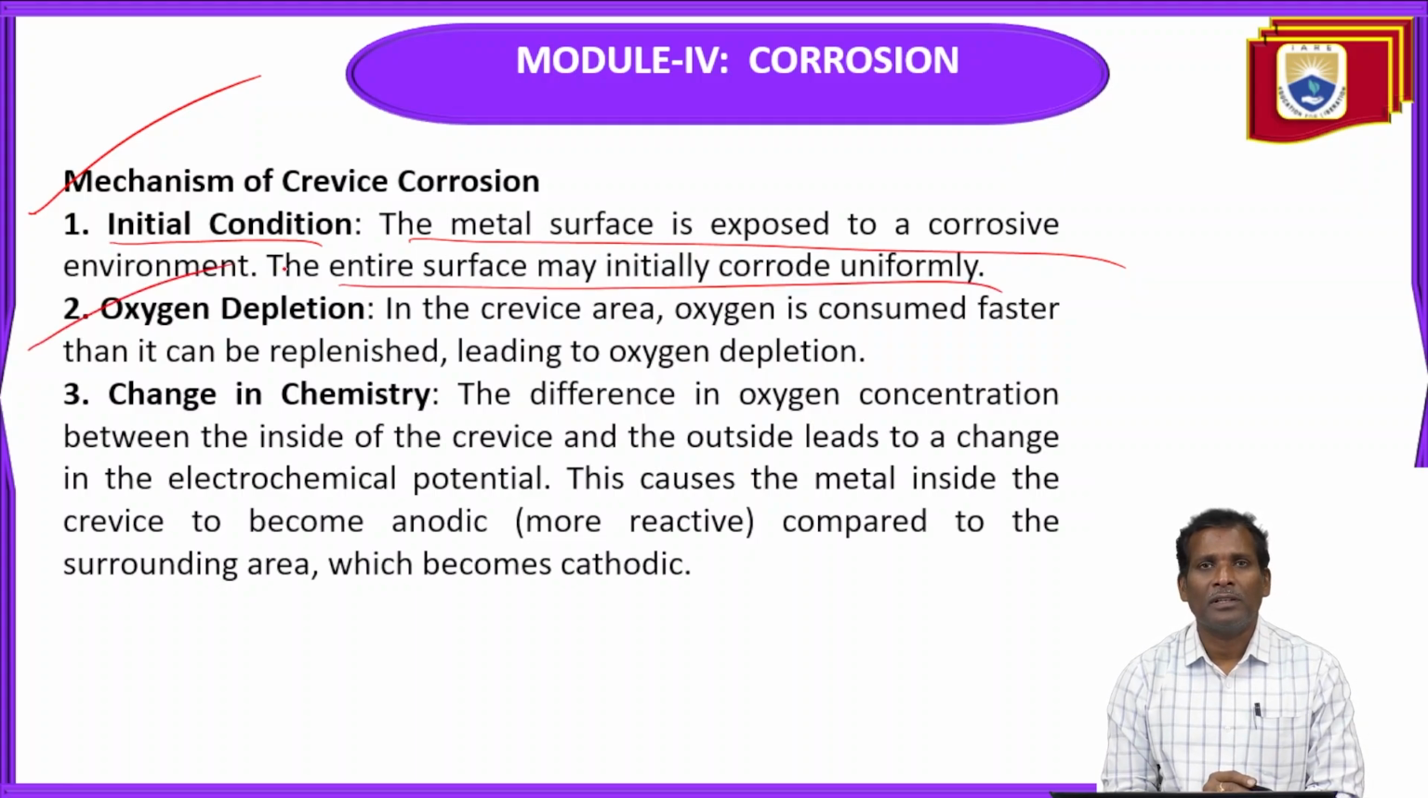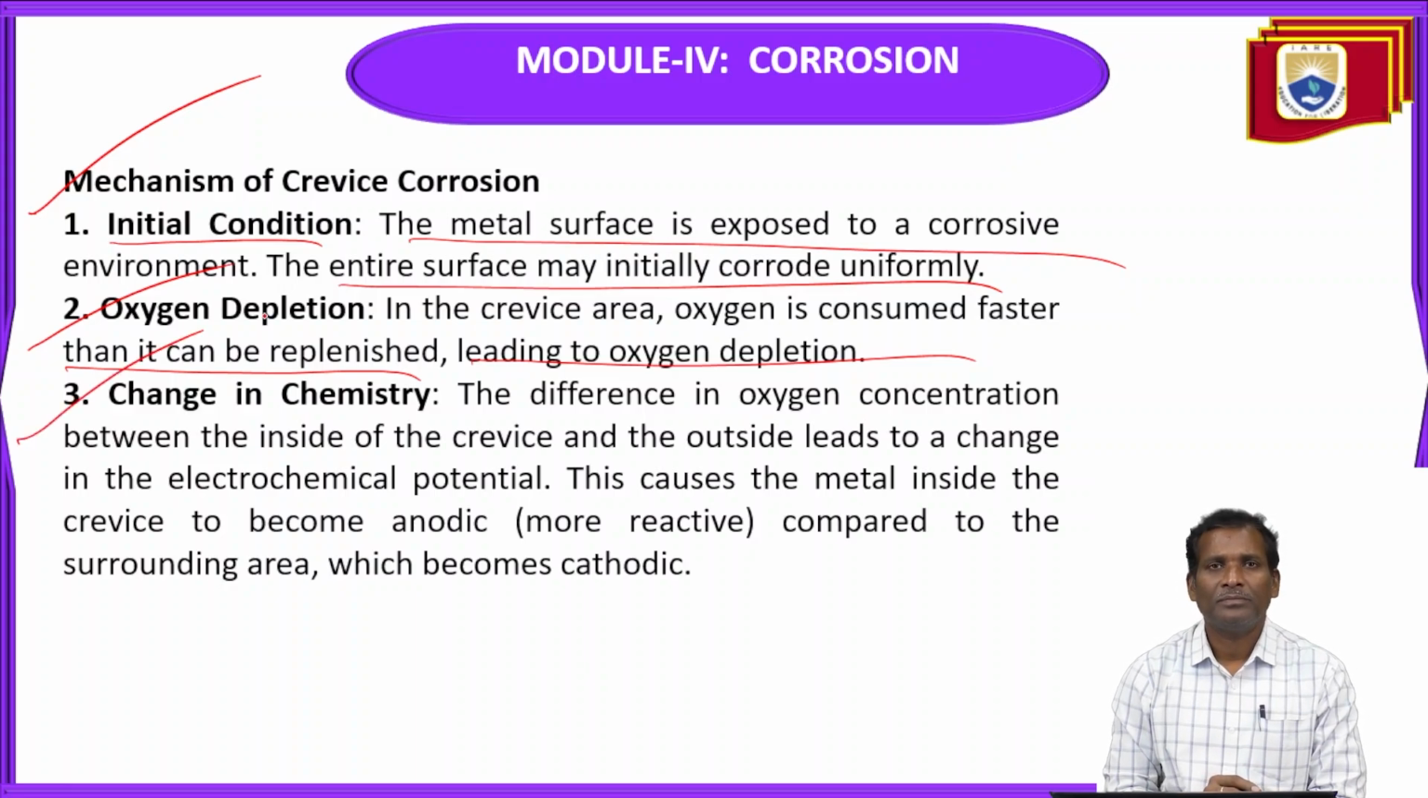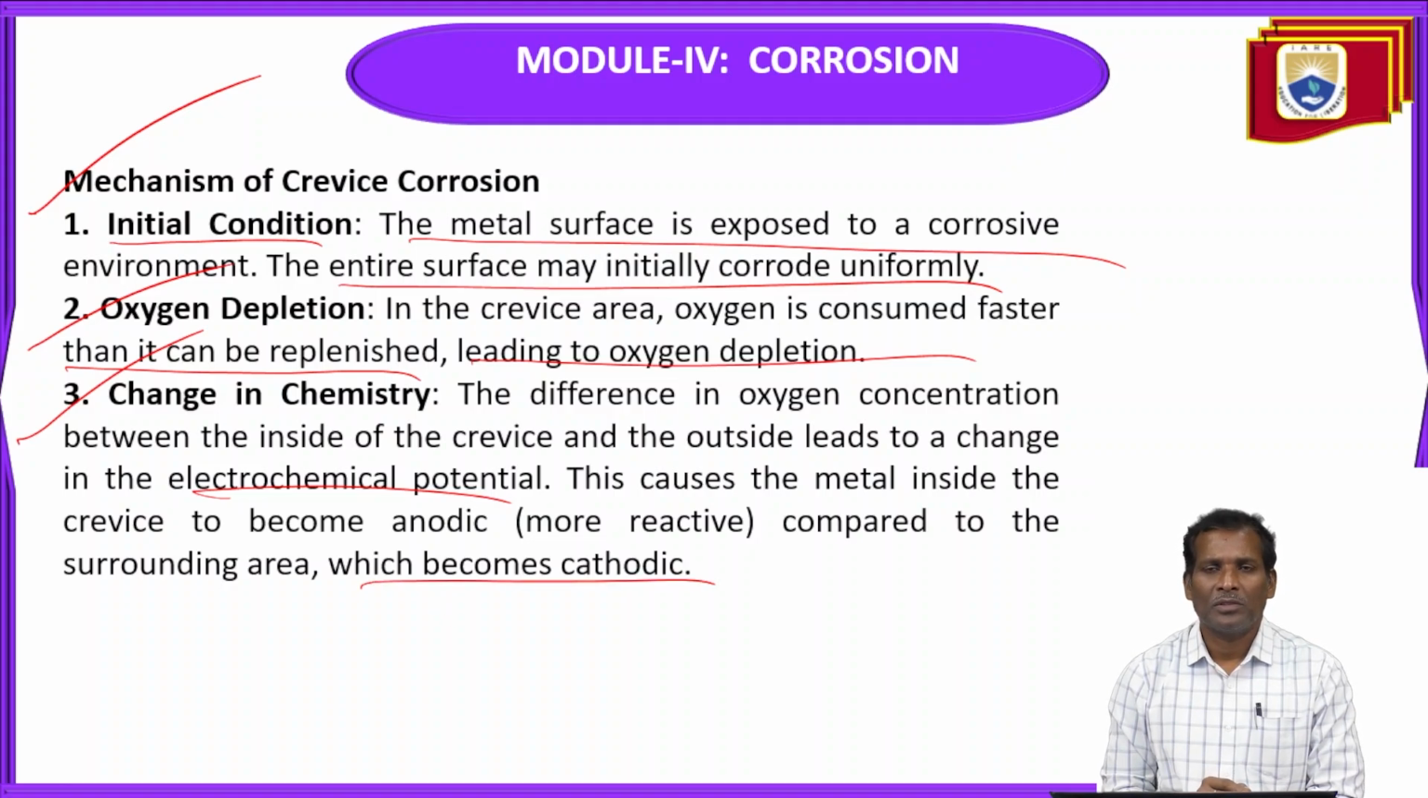Next, oxygen depletion. In the crevice area, oxygen is consumed faster than it can be replenished, leading to oxygen depletion. Then the change in chemistry: the difference in oxygen concentration between the inside of the crevice and the outside leads to a change in the electrochemical potential. This causes the metal inside the crevice to become anodic, more reactive compared to the surrounding area, which becomes cathodic.